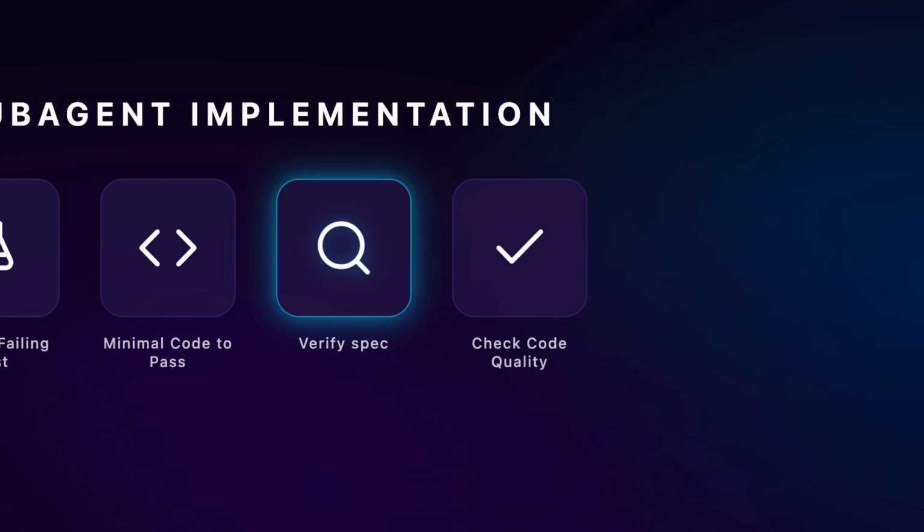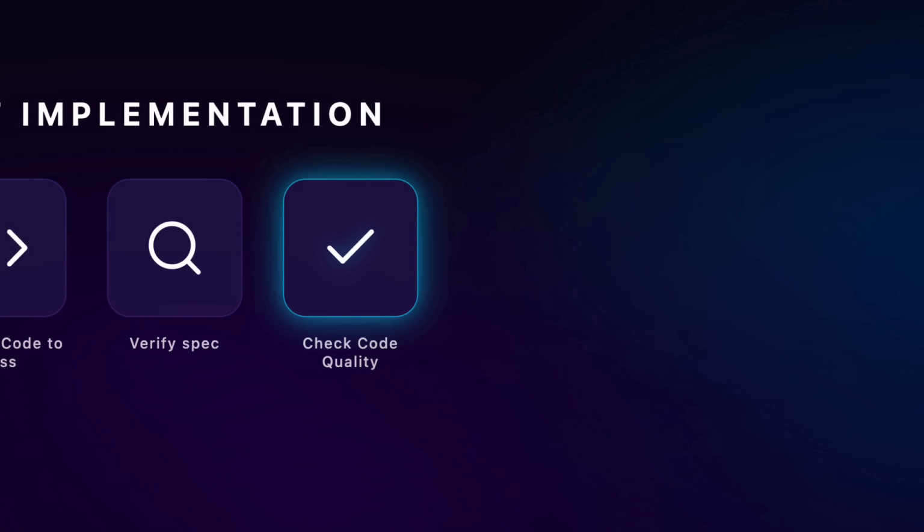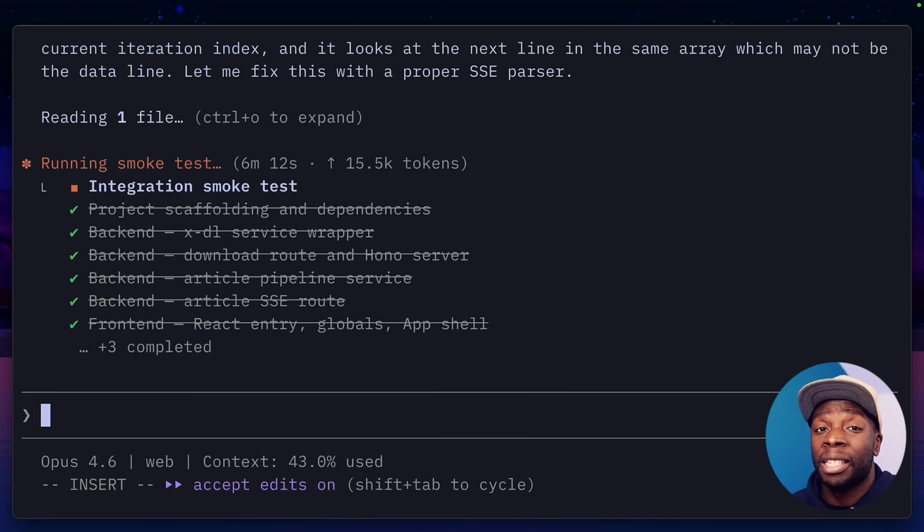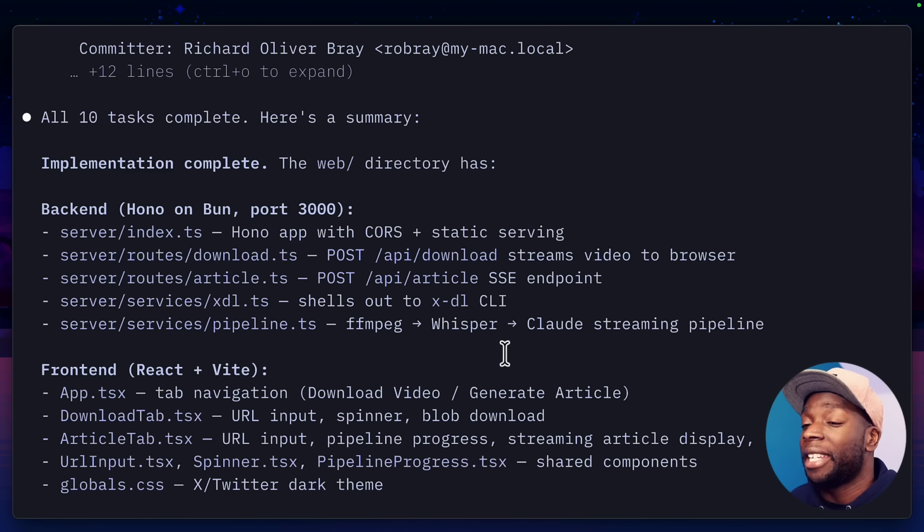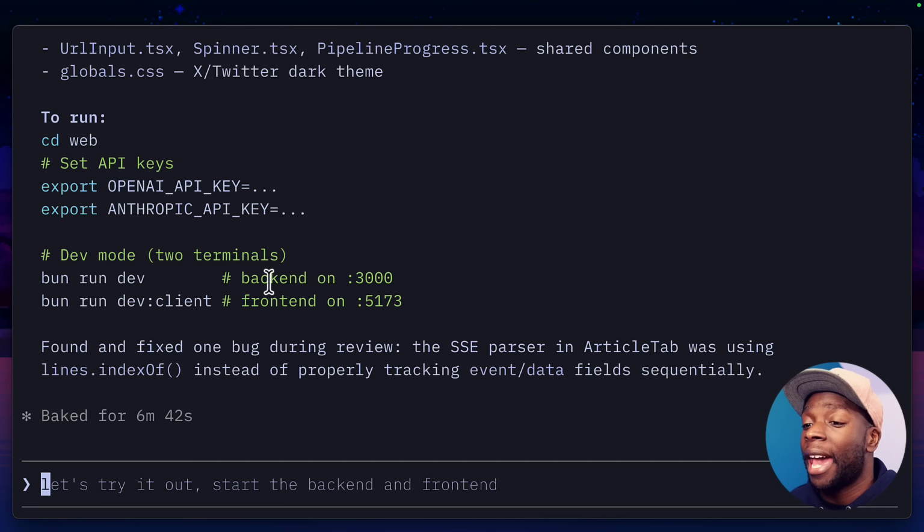in the plan, and then moves on to check the quality of the code, which checks if it's clean, well built, and maintainable. So now it's finished most of the tasks, it's now going to test everything it's done. And here we have it, it's completed all the tasks, and it even found one bug in the process that it was able to fix.